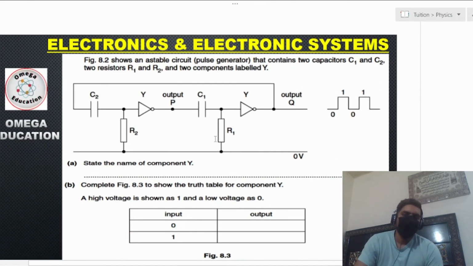Electronics and the electronic system. Some of the devices that we study in electricity are still there. Diode is one of them, and LDR is one of them. These devices are still there, but the chapter or topic of electronic systems, that includes transistors and especially the logic gates, has now been removed.